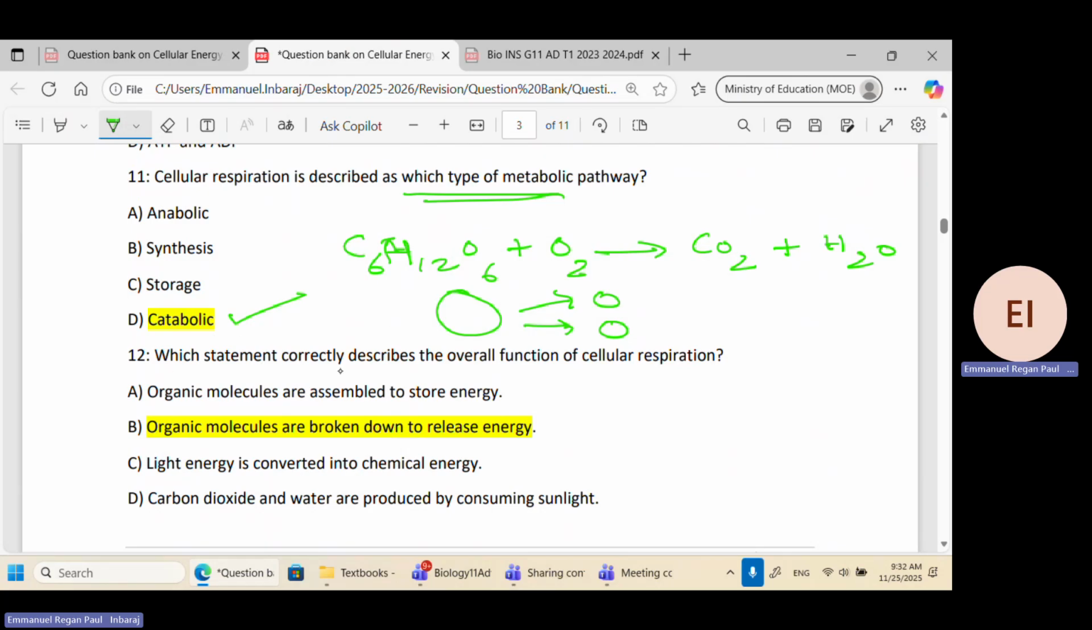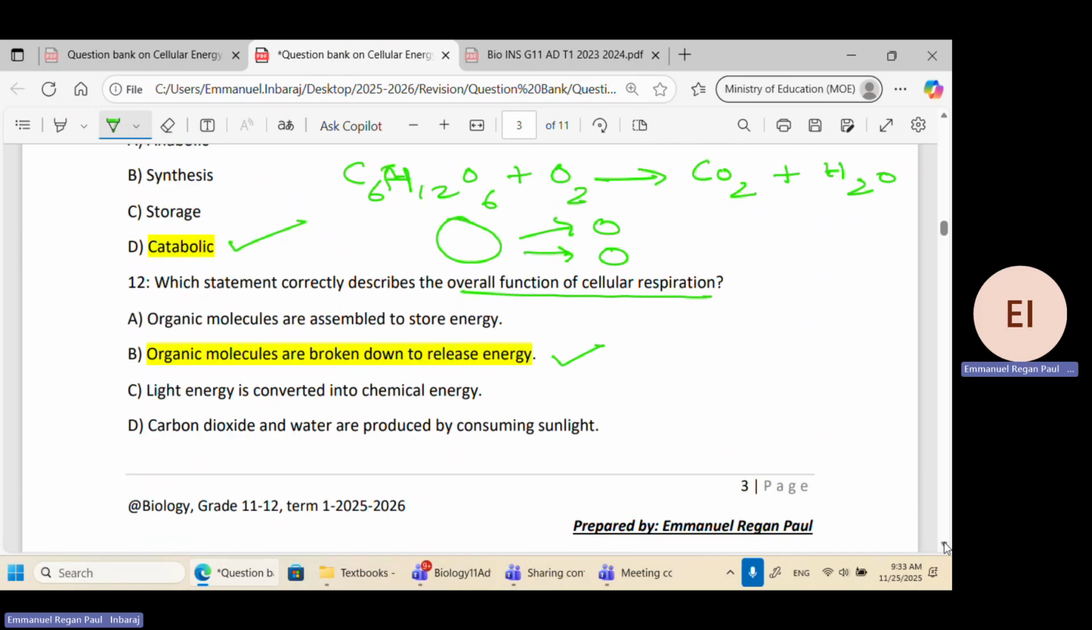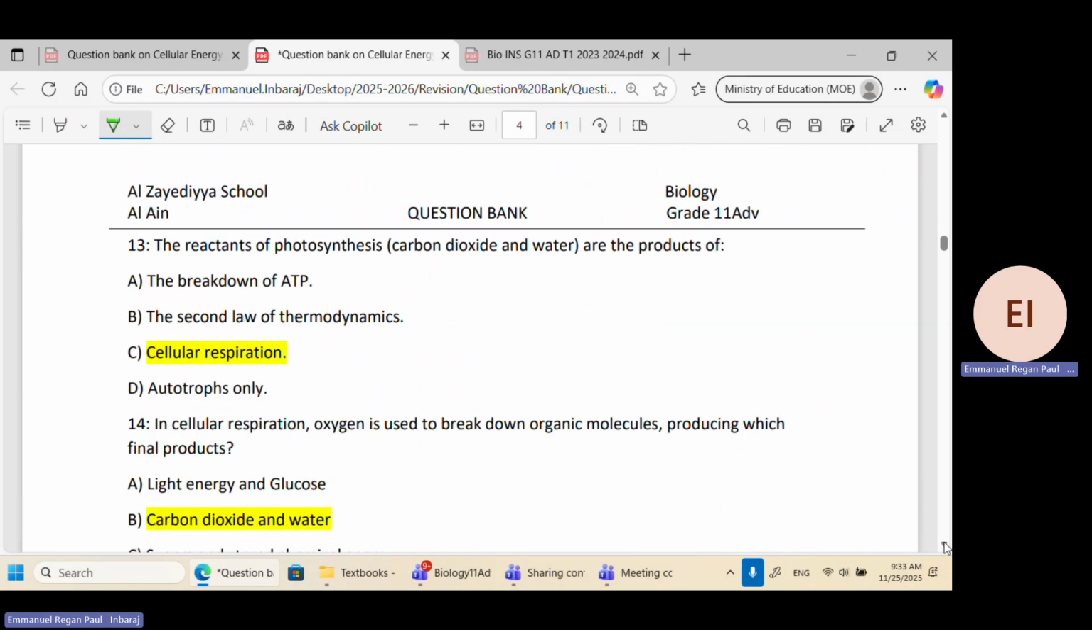Which statement correctly describes the overall function of cellular respiration? So what happens in cellular respiration? Organic molecules are broken down to release energy. Okay, so we consume glucose to break it down and to release energy.